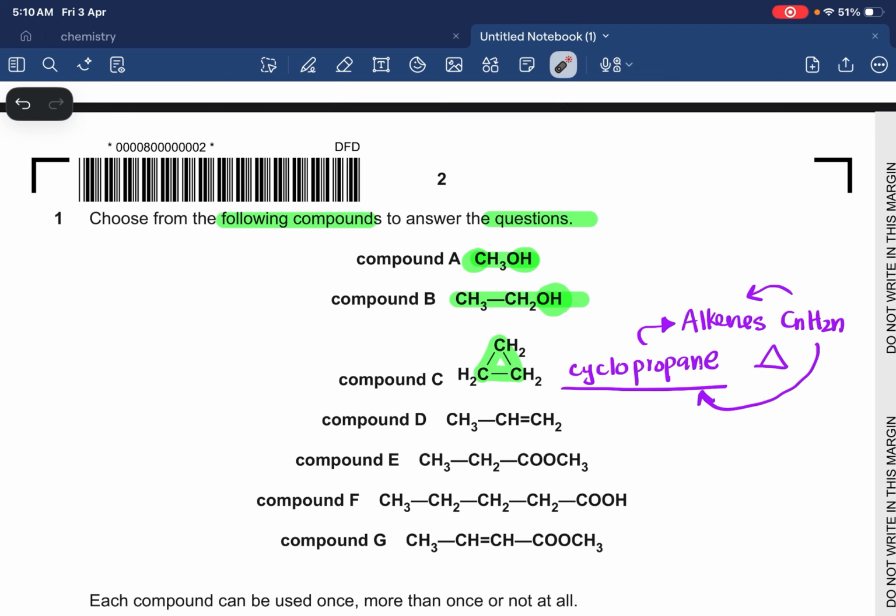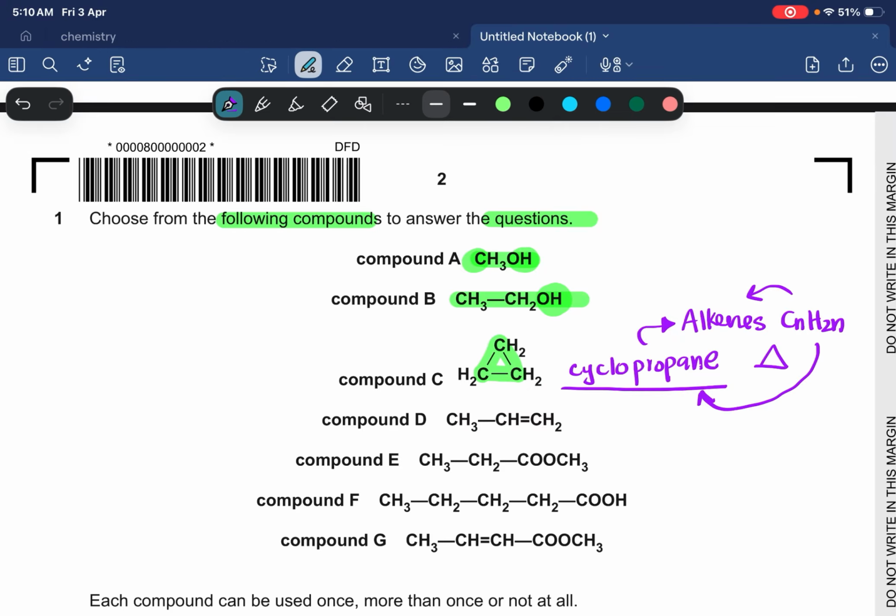I don't know why, but I've seen it in recent past papers, so I'm sharing this tip with you. I am seeing a lot of questions related to cycloalkanes. I don't know why the examiner is testing this, so keep this in mind. If I talk about cyclobutane, it's going to have a similar molecular formula compared to butene. Butene and cyclobutane have the same formula, but cyclo compounds are saturated because they have all single bonds, and alkenes are unsaturated because they have double bonds. Don't forget this tip.